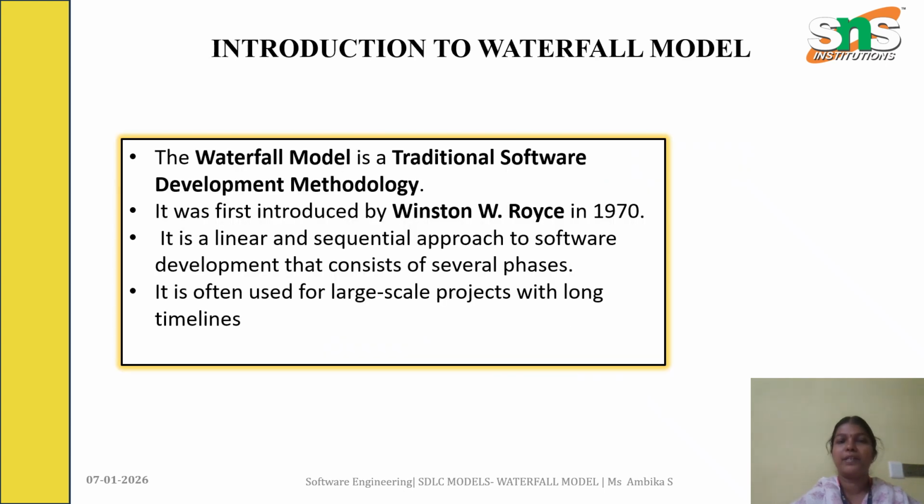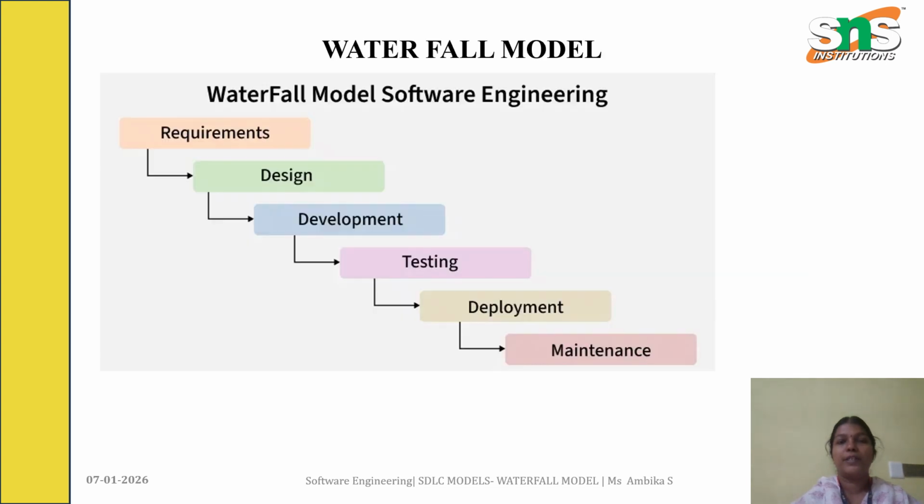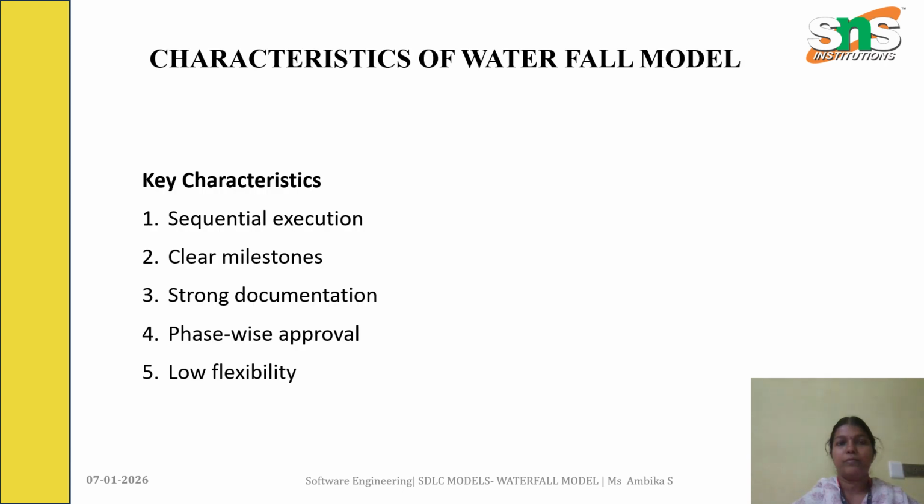The waterfall model is a traditional software development methodology. It was first introduced by Winston W. Royce in 1970. It is a linear and sequential approach for developing the software, which consists of several phases. It is often used for large-scale projects. So these are the different phases of the waterfall model.